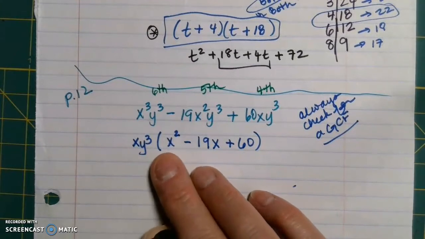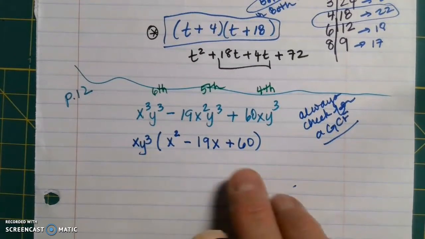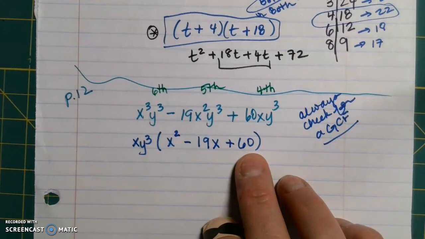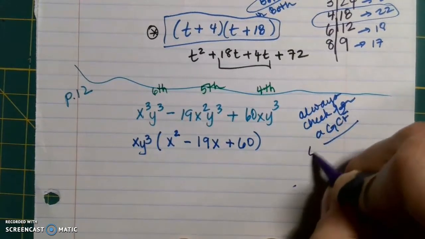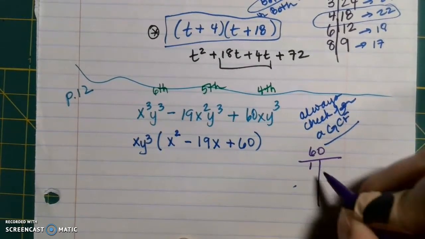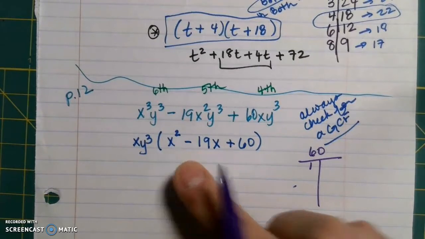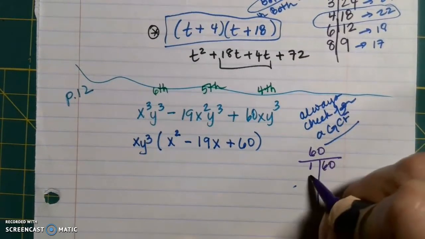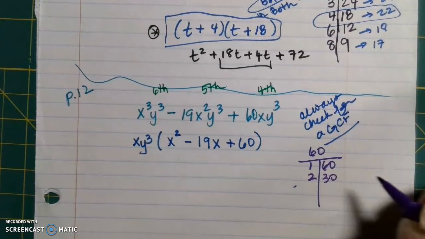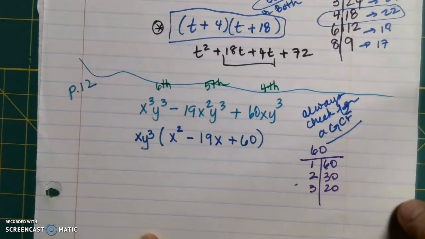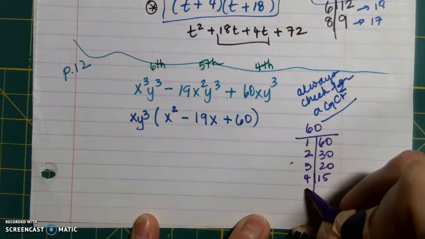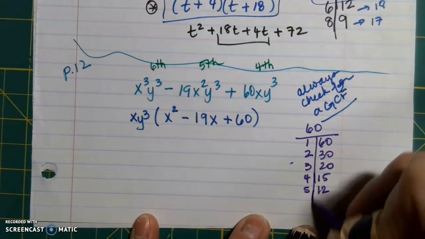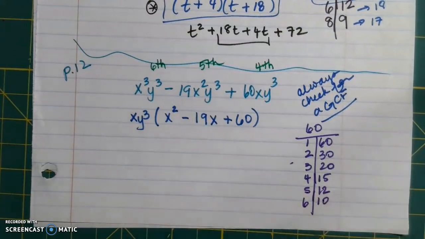We don't have a coefficient other than 1, so we're going to take 60. 60 would be the one that we are going to factor. So we will do our t-table with 60, and see what multiplies to 60 but adds or subtracts to 19. So 1 and 60, 2 and 30, 3 and 20, 4 and 15, 5 and 12, and 6 and 10.